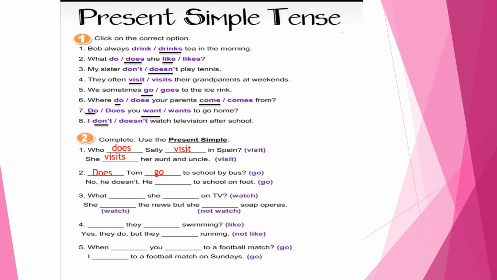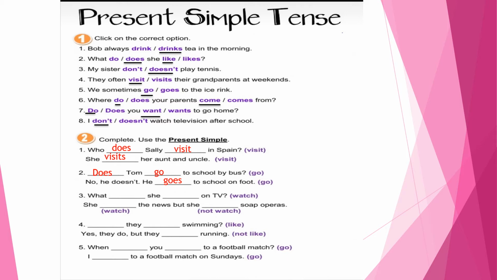The answer is no, he doesn't. He goes to school on foot. Here you are talking about a habit, so you have to use present simple tense, and your subject is he, so you have to add to your verb s or es according to the ending. Here your verb ends in o, so you have to add es. He goes to school on foot.